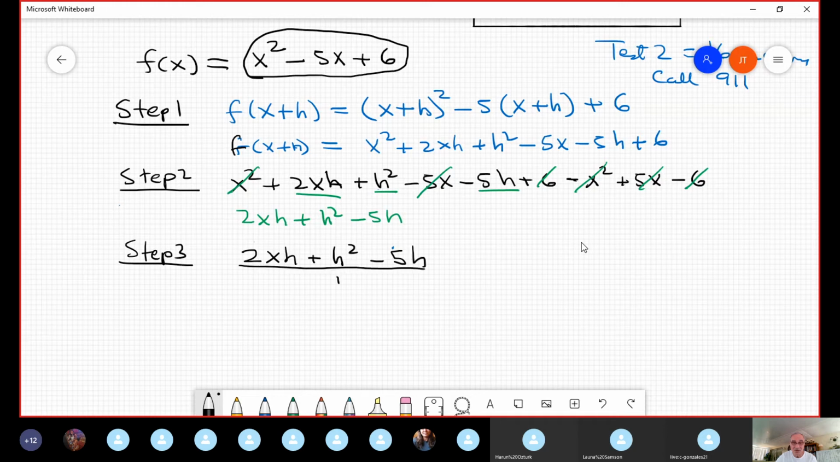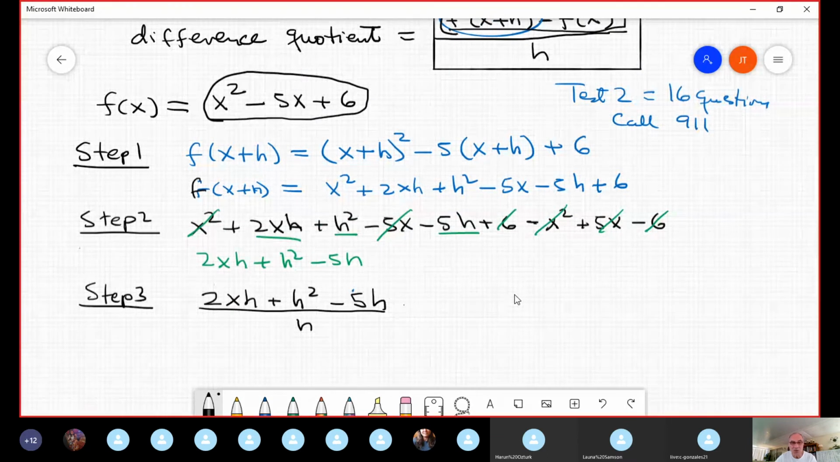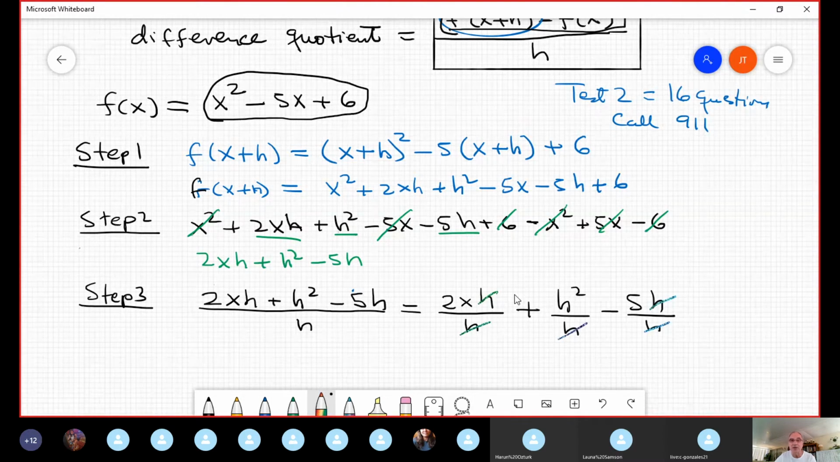Divided by h. And division, polynomial divided by monomial is super easy, because the only thing you should do is divide one by one separately. This is 2xh divided by h plus h squared divided by h minus 5h divided by h. Okay, this cancels, cancel, cancel, cancel, and one here. That's the final answer.